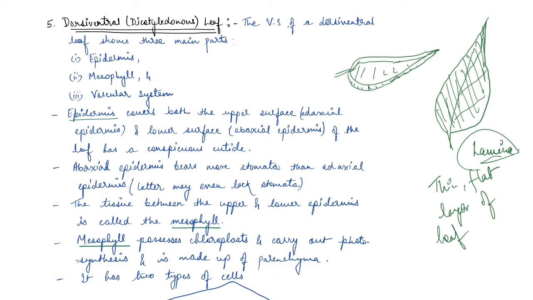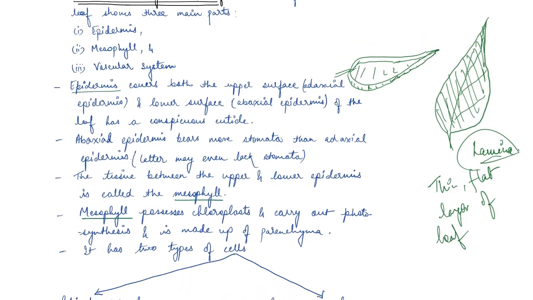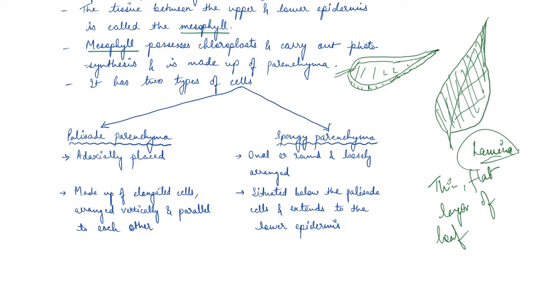So basically these mesophylls have two different types of cells. And what are these two different types of cells? One is the palisade parenchyma and the other one is spongy parenchyma. Now, what is the difference basically? The palisade parenchyma is adaxially present, so it is present on the upper surface. Now this is made up of elongated cells which are arranged vertically and are parallel to each other.